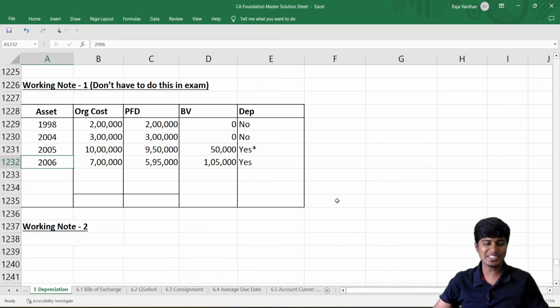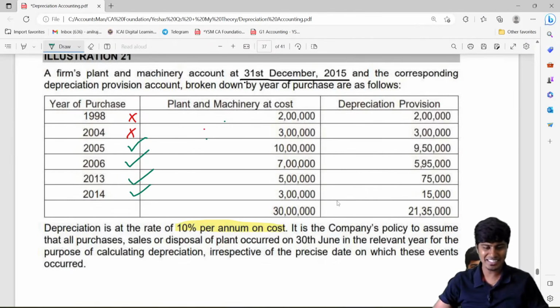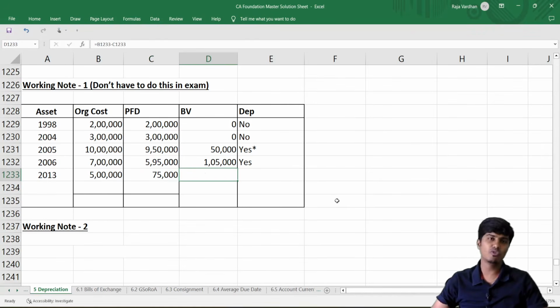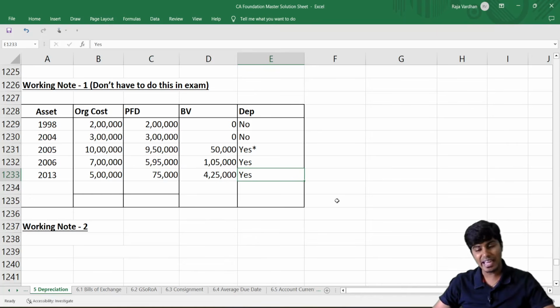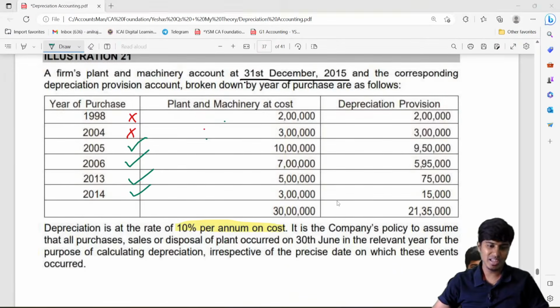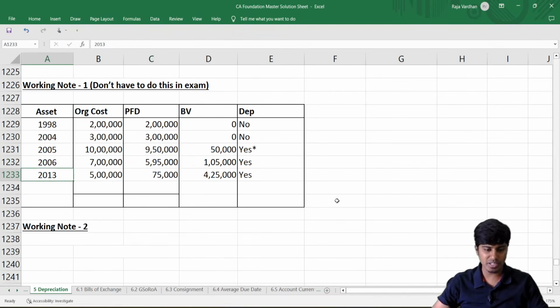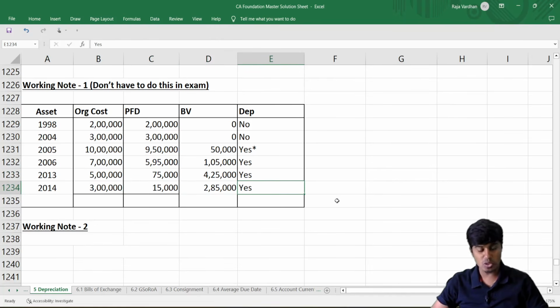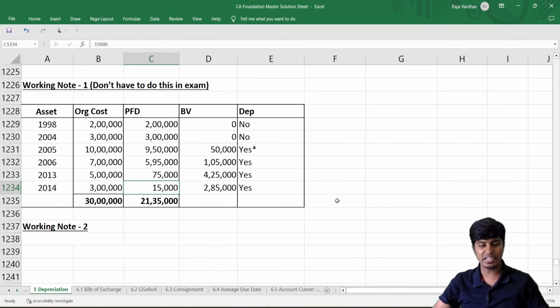One year later you purchase this asset, isn't it? That's the reason. 2013: 5 lakh and 75,000. So 4 lakh 25,000 worth of book value of the asset is still remaining. This can be depreciated. After that, 2014: it is 3 lakh and 15,000. 2 lakh 85,000 of book value still remaining. This asset can also still be depreciated. We'll take the totals: 30 lakh and 21 lakh 35,000.